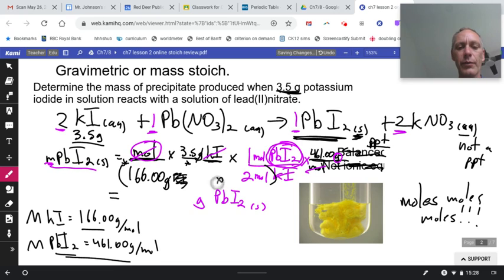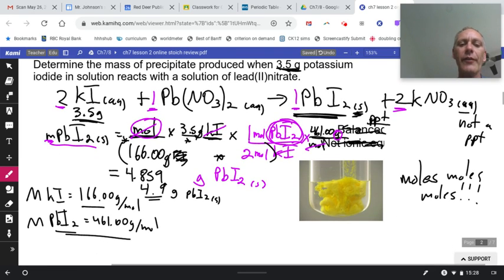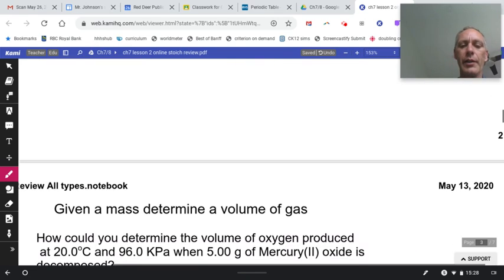166 times 2. So multiply the numerator, divide it by the total denominator, and you get 4.859. And sig digs, 2 sig digs is our lowest, so 4.9 grams. 4.9 grams of PbI2. Let's see if I can be a little neater on the next one. This one's a bit of a disaster. Okay, so that's gravimetric stoich, mass to mass.